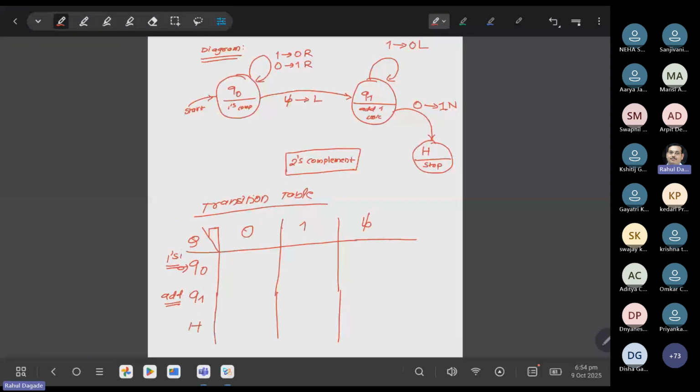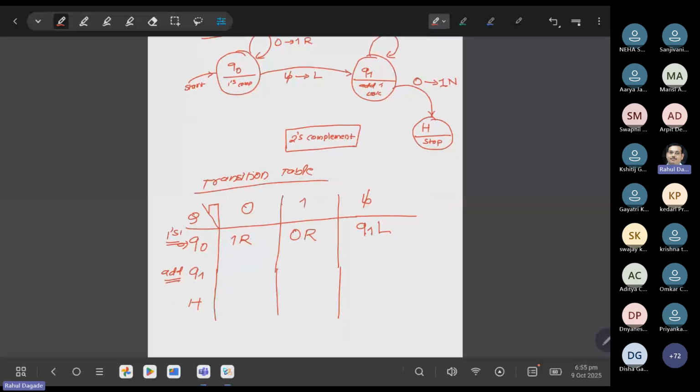So for Q0, for 0, it is converting into 1 and moving the pointer to the right. And for 1, it is converting it into 0, moving the pointer to the right. And for blank, it is going to the next state, the one doing the addition logic, because when a blank comes it means our one's complement is done. So for blank, it moves to state Q1, so I have to write Q1 here because it is a change of state, and moving the pointer to the left.